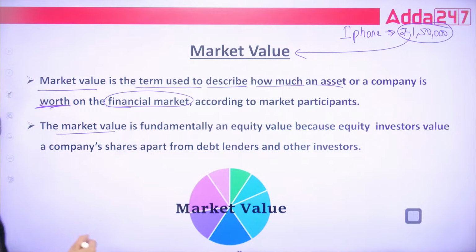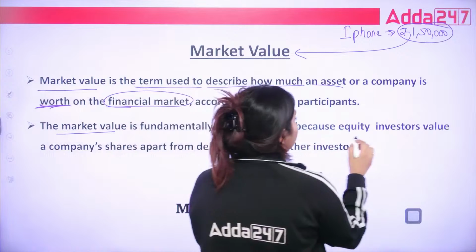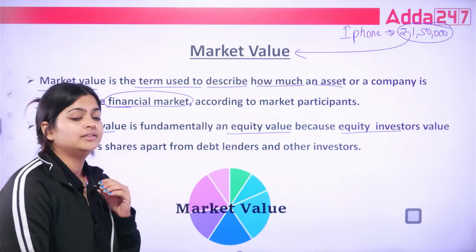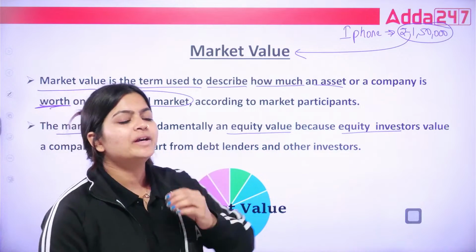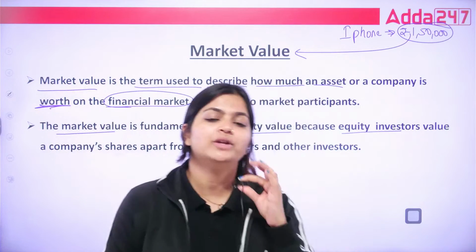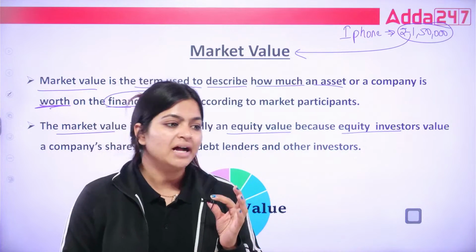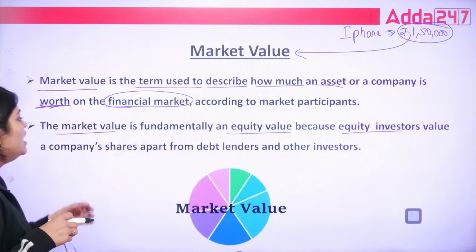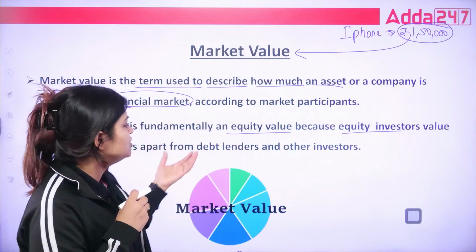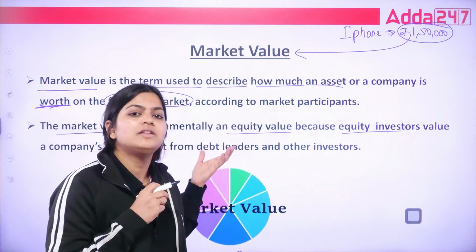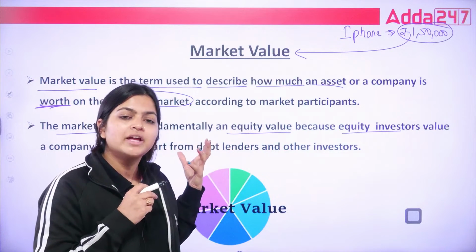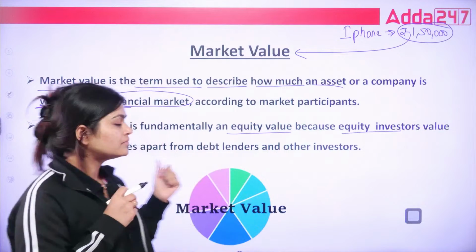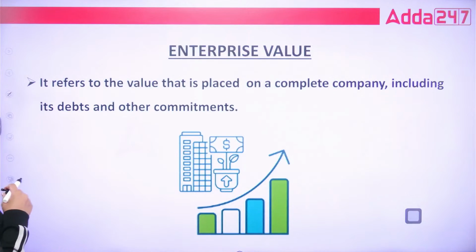So market value is fundamentally an equity value, because equity investors value a company's shares apart from debt lenders and other investors. Now, who is actually using this market value? Equity holders, because equity means they are sharing the ownership. So that is market value. It is not used by debt lenders, meaning loan givers from whom you are taking a borrowing, and other investors. So this is about the market value.